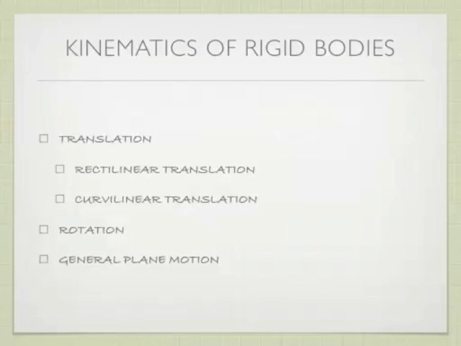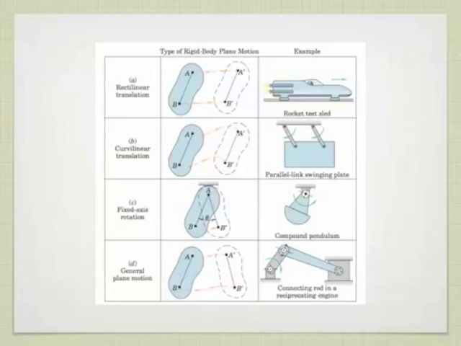For the kinematics of the rigid body, the plane motion of a rigid body may be divided into several groups. There are translation, rotation, and general plane motion. The translation is the motion in which every line in the body remains parallel to its original position at all times. There is no rotation of any line in the body.